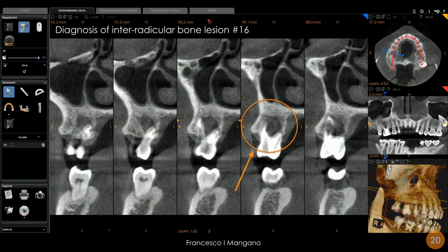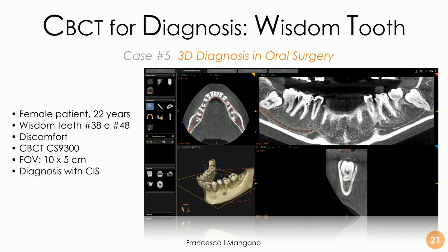And also you can sometimes make incidental diagnoses, because this same patient had a lesion, in this case on the first molar, and she didn't know about it, and we could notice it properly with the same examination, with the same CBCT scan.